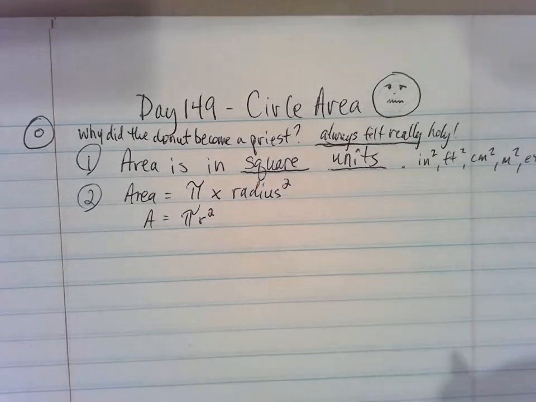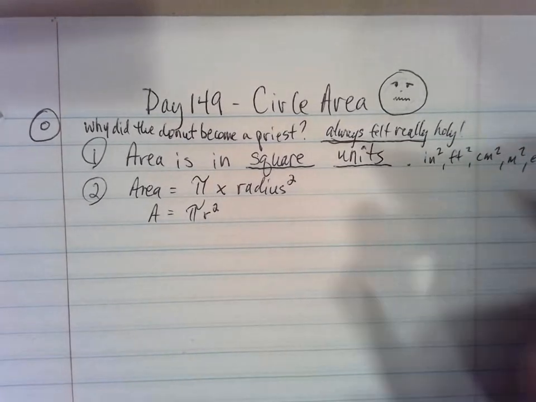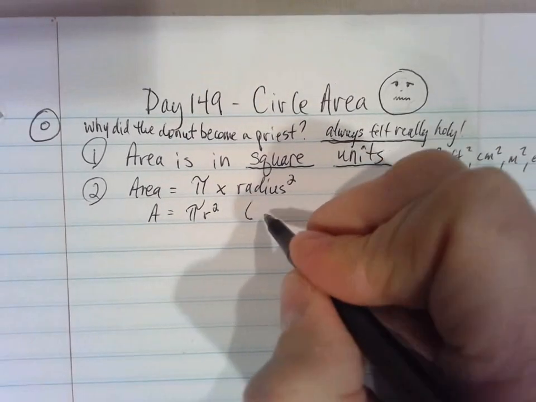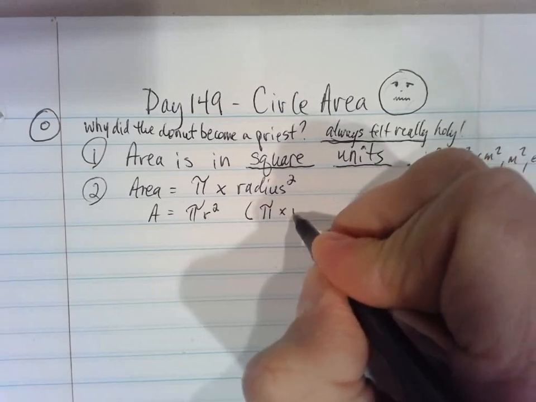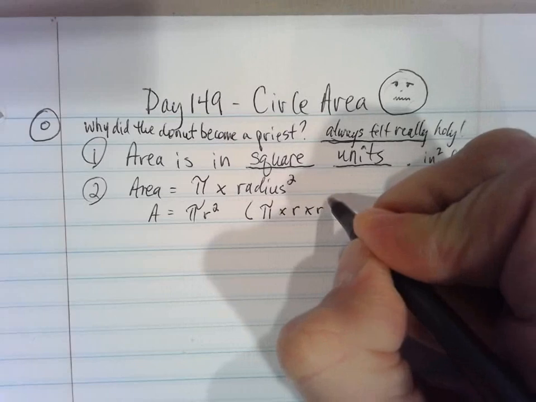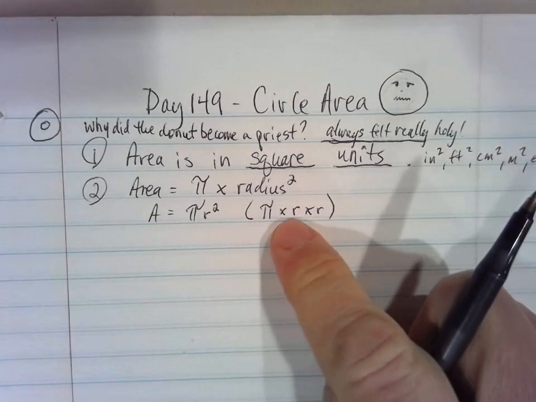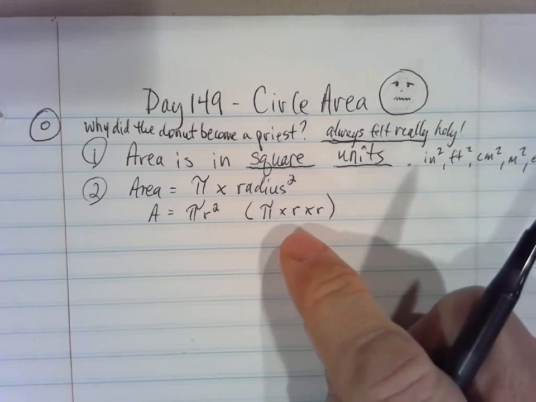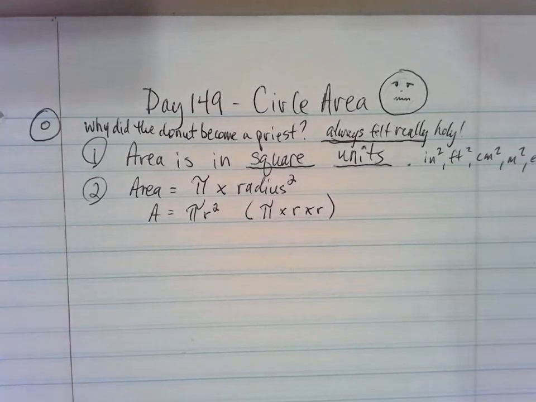Now, if you don't have a squared button on your calculator, you'll just do pi times radius times radius. That's the alternate version. If the radius is 6, you'd do pi times 6 times 6. Or if the radius was 12, you'd do pi times 12 times 12 if you don't have a squared button. No big deal. Just multiply the radius together 2 times.